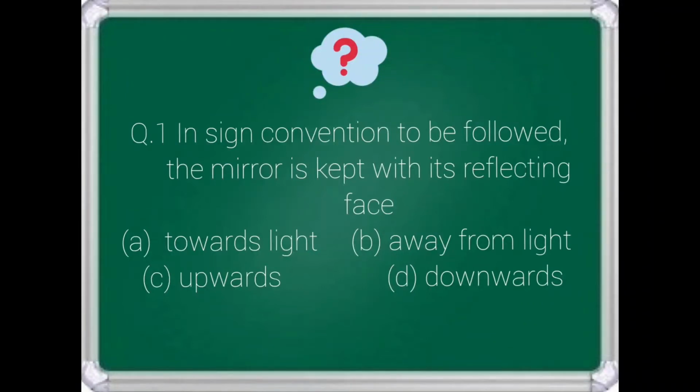Welcome to physics class. First of all, I would like to discuss the questions given in the previous video. First question: in the sign convention to be followed, the mirror is kept with its reflecting face. There are four options. Which is correct?